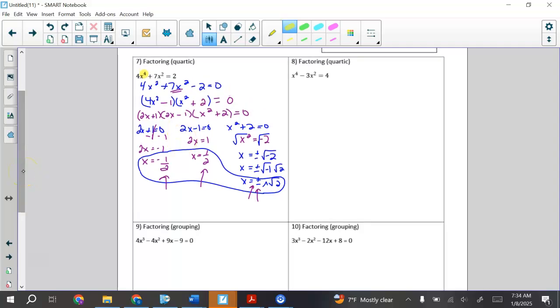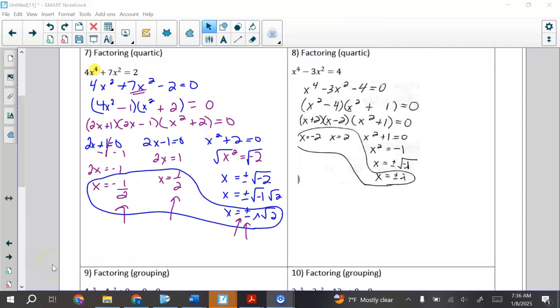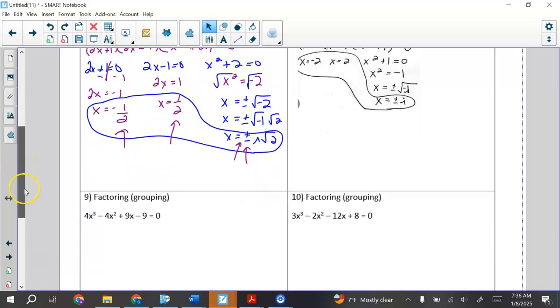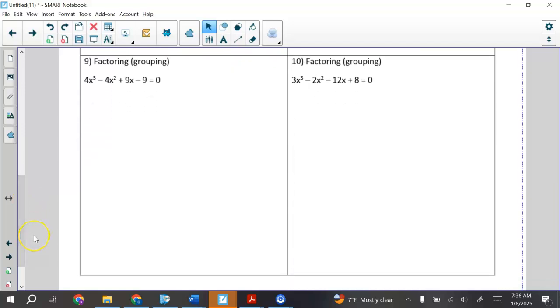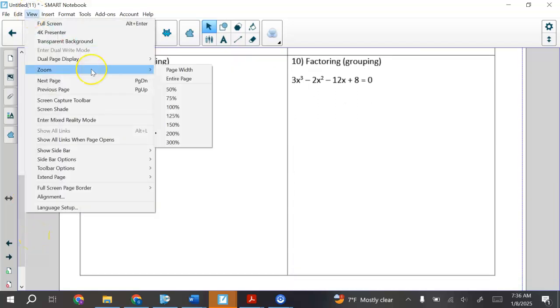Try to factor the quartic on number 8. All right, this one again had difference of squares. So your answer should have been 2 and negative 2 and 2, and then plus or minus I. Okay, let's go ahead and look at an example of factoring by grouping with the solving.